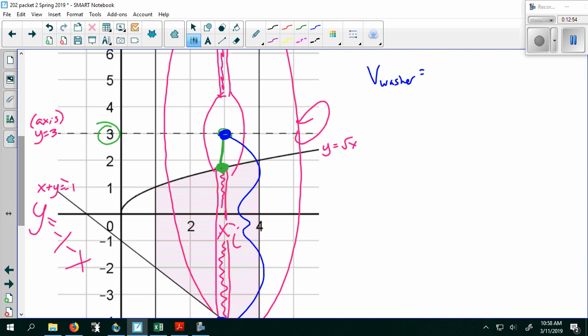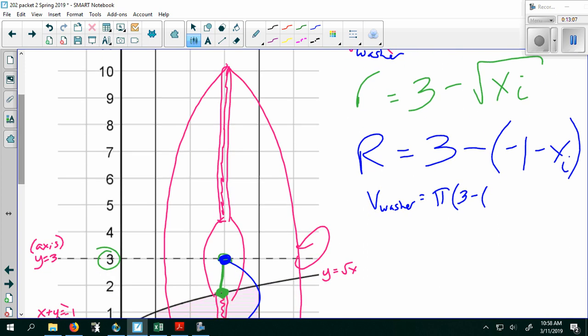It is pi times big R, which we said was 3 minus, maybe I'll simplify that before I plug in. Just distribute the negative, so this becomes 3 plus 1 plus x sub i. So big R is 4 plus x sub i. Simplify it a little bit before we start plugging it into more complicated stuff. I think I'm going to jump to a new page here.